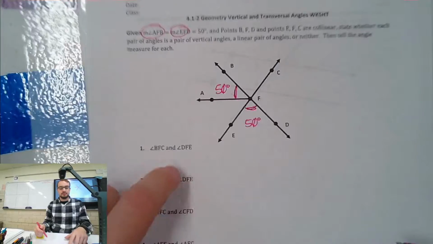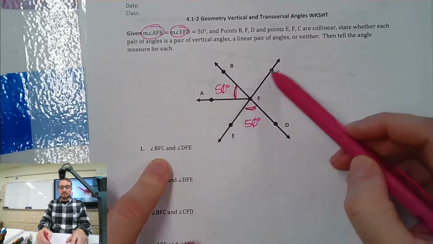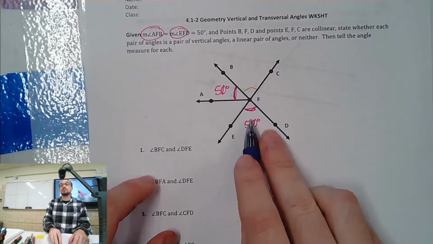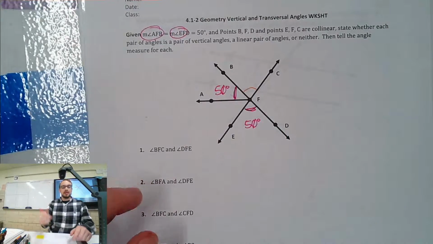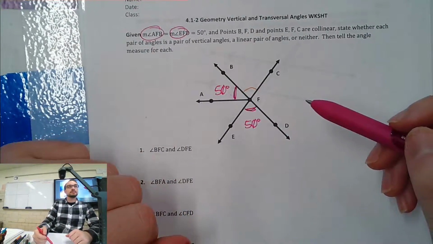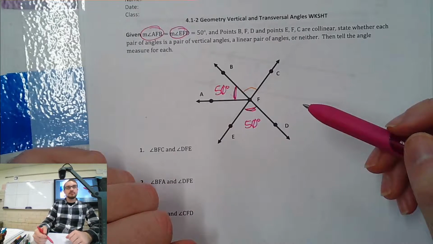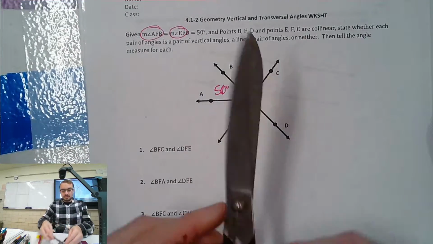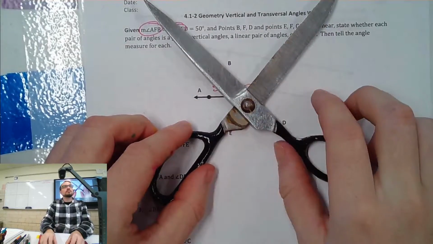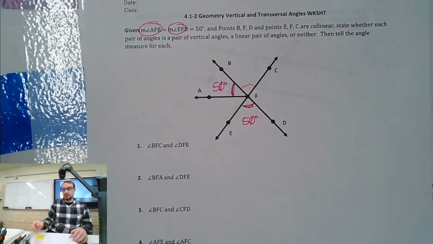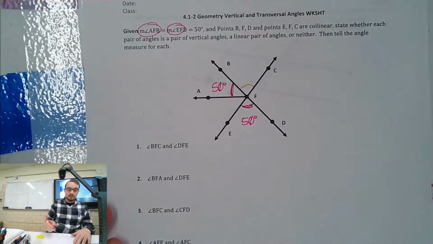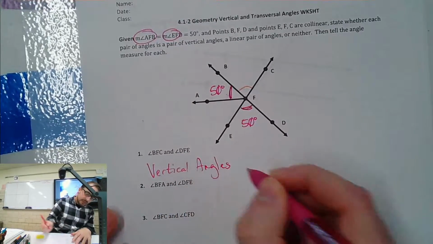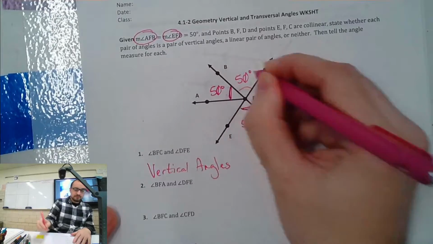Okay. Let's do these. It says BFC. This one right here. We'll do it in orange. And DFE. That's this one right here, already done in pink. What kind of angles are the pink and the orange? Are they vertical, linear, or neither? Vertical, right? Scissor theorem. The scissors are right here. Ta-da! Top and bottom are the same. So they are vertical angles. And we know that they're both going to be 50, right? That's what vertical angle says.